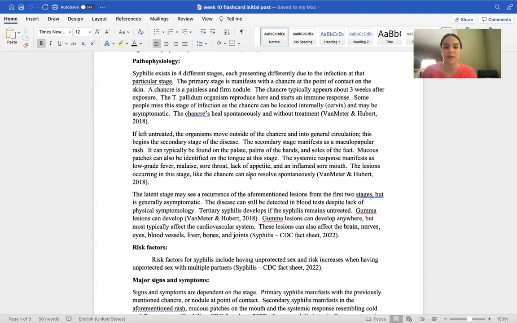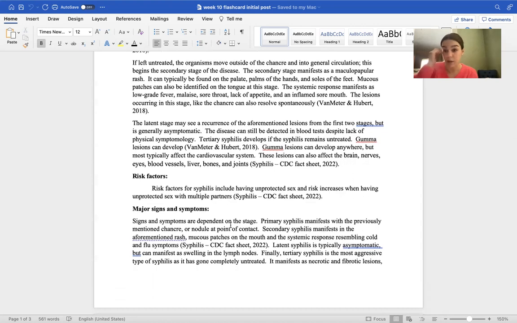if left untreated. So the latent stage may see a recurrence of the aforementioned lesions, but is generally asymptomatic, and the disease can still be detected in the blood despite lack of physical symptomology. Tertiary syphilis develops if the syphilis remains untreated, and gummatous lesions can develop. So these are lesions that can develop anywhere, but mostly affect the cardiovascular system, but can also affect the brain, nerves, eyes, blood vessels, liver, bones, and joints.